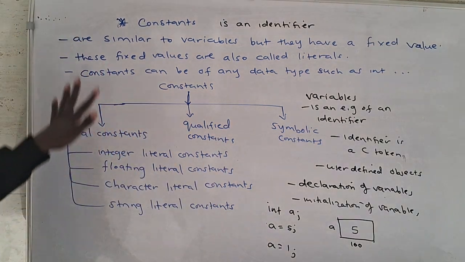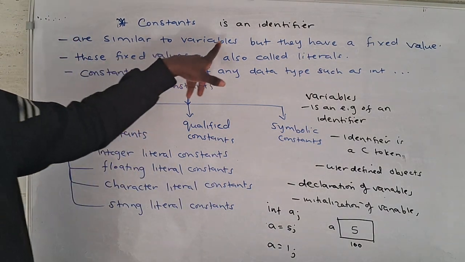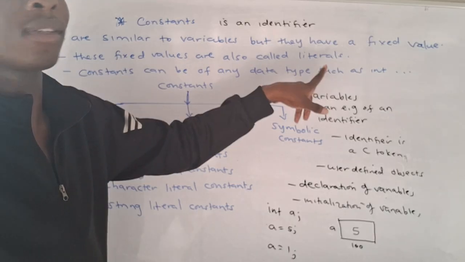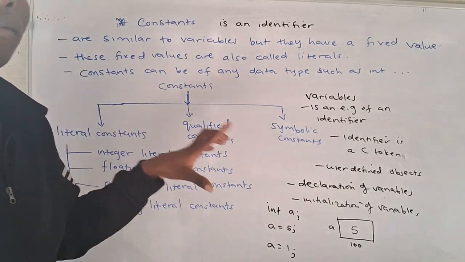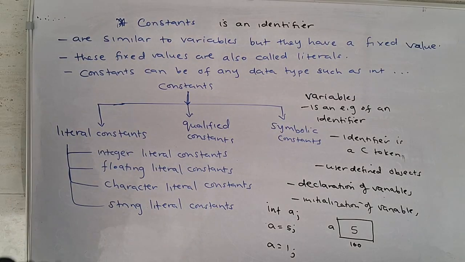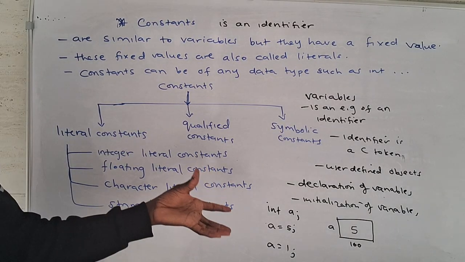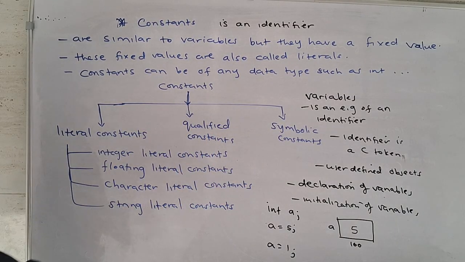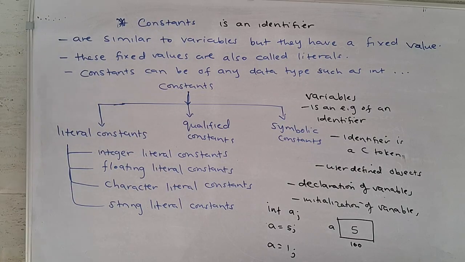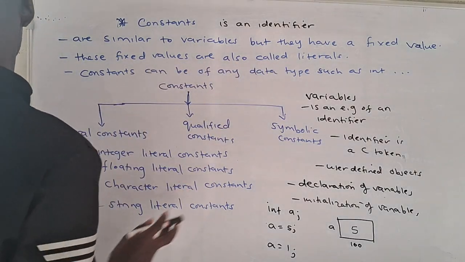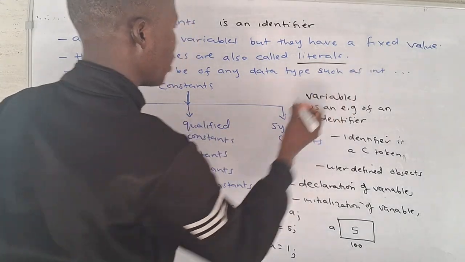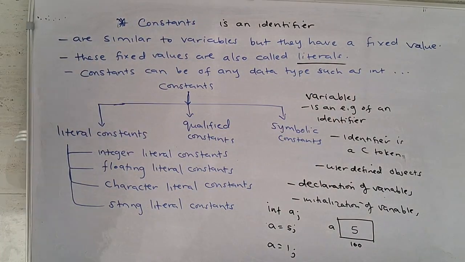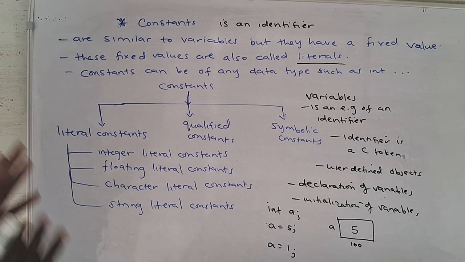So constants are similar to variables, but the difference is these constants have fixed values, while the values of variables can be modified or changed. These fixed values are also called literals. The constants can be of any data type.